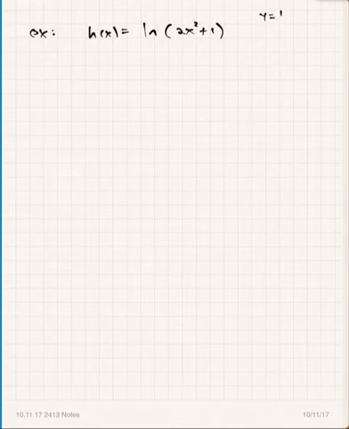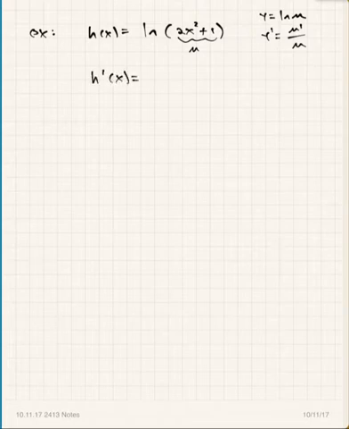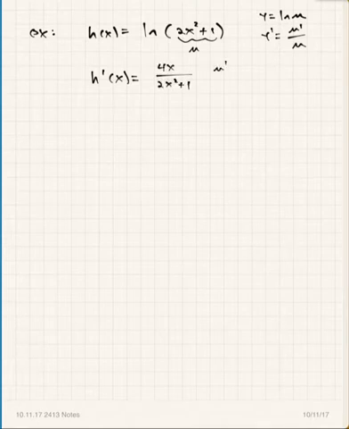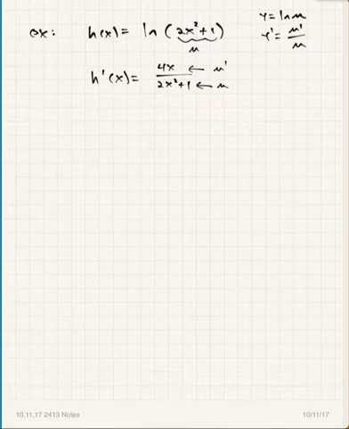That if y is the natural log of u, then y prime is u prime over u. So in this problem, our u is 2x squared plus 1. So h prime of x would be u prime over u. It would be 4x over 2x squared plus 1. That's our u prime, the 4x. Our u is 2x squared plus 1. And there's our derivative, 4x over 2x squared plus 1. So that would be the derivative of the natural log of 2x squared plus 1.